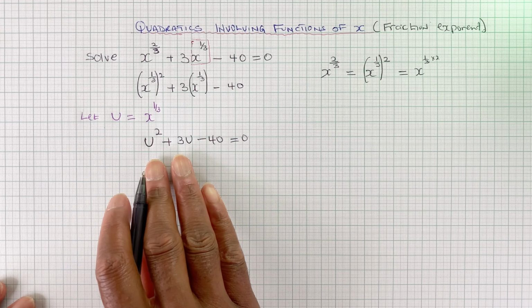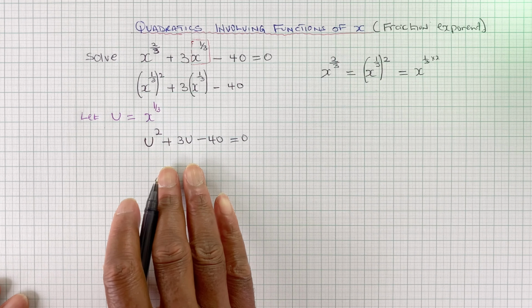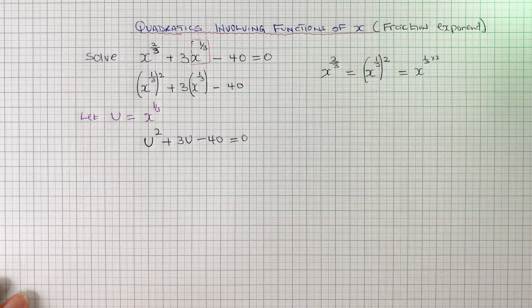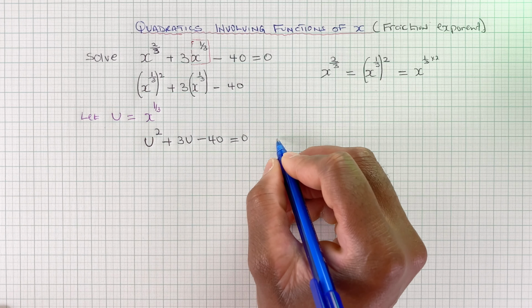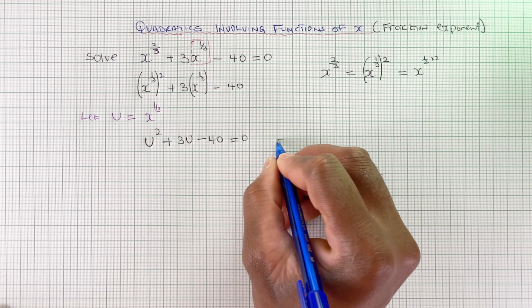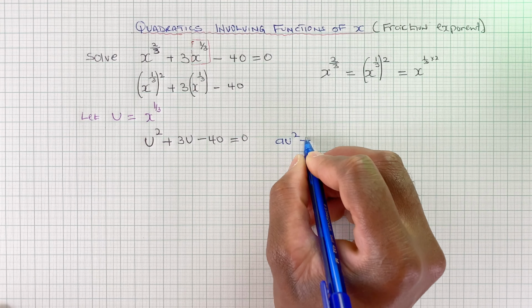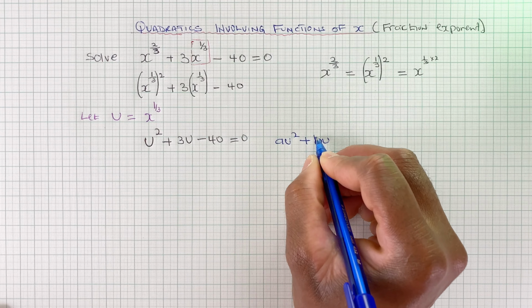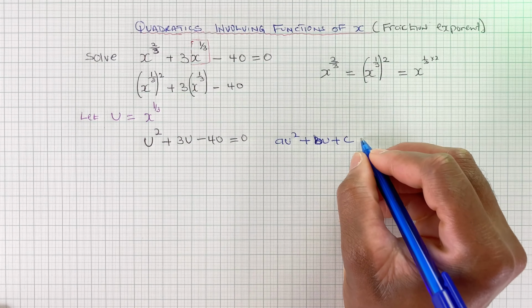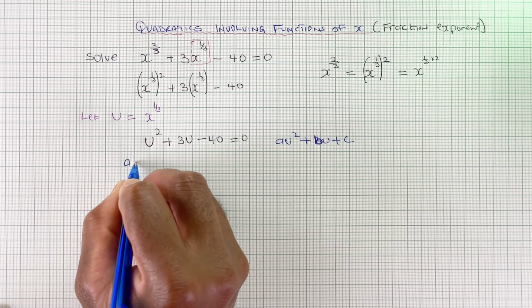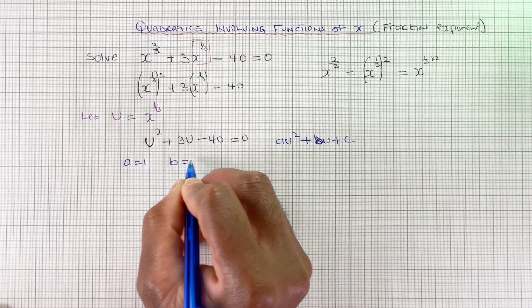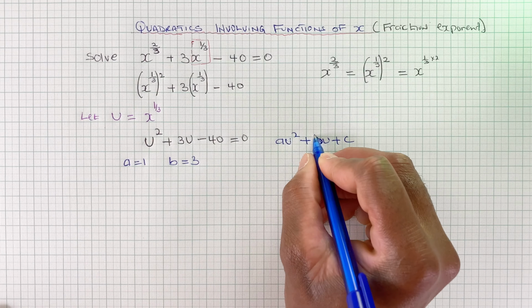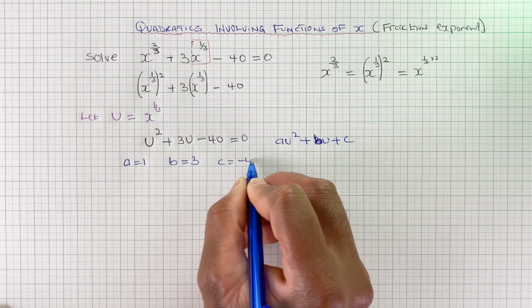So I can solve this using completing the square, perhaps maybe factorization, and I can see factorization will be quicker. There's a quick way of doing factorization, but I'll do the longer way. In this case, this resembles the general quadratic equation a u squared plus b u, little b by the way, plus c. Now I can see that my a equals 1. There's a 1 here. b equals 3. There's a 3 there. c equals minus 40.